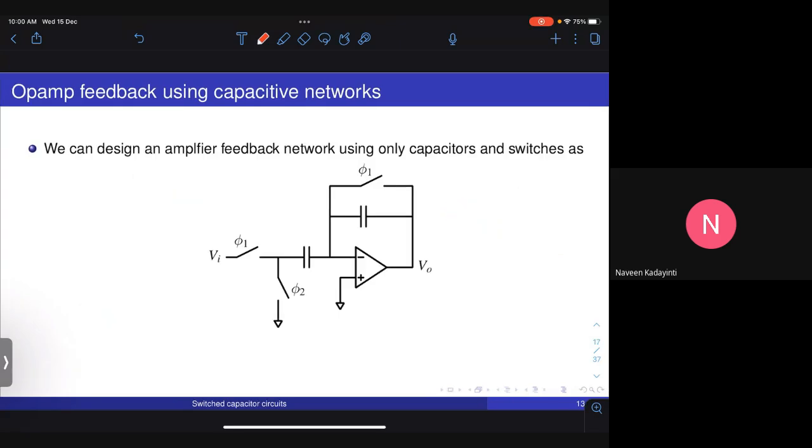Yes, it's possible. Here's a very simple circuit to do that. If you want to use only capacitors and switches, you can set up a network like this. This network will have two phases. During the reset phase, phi 2 is closed. So let me just draw the equivalent circuits in both the phases. In one phase, the equivalent circuit will look like this.